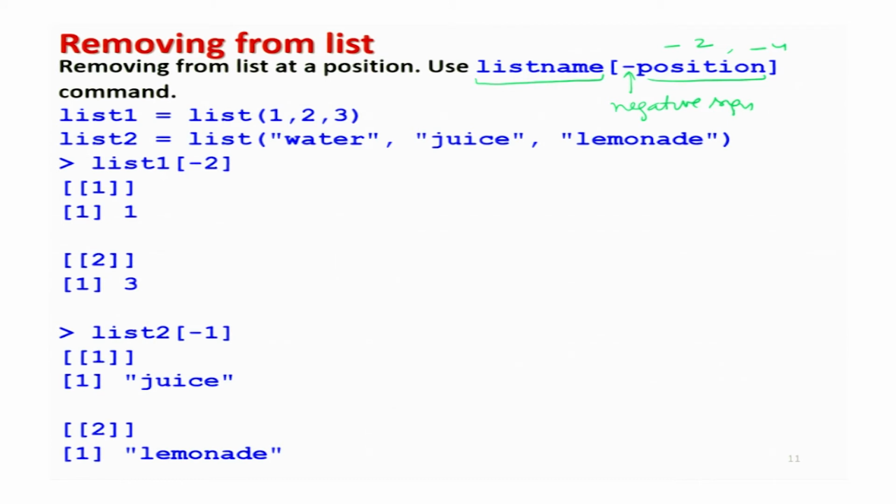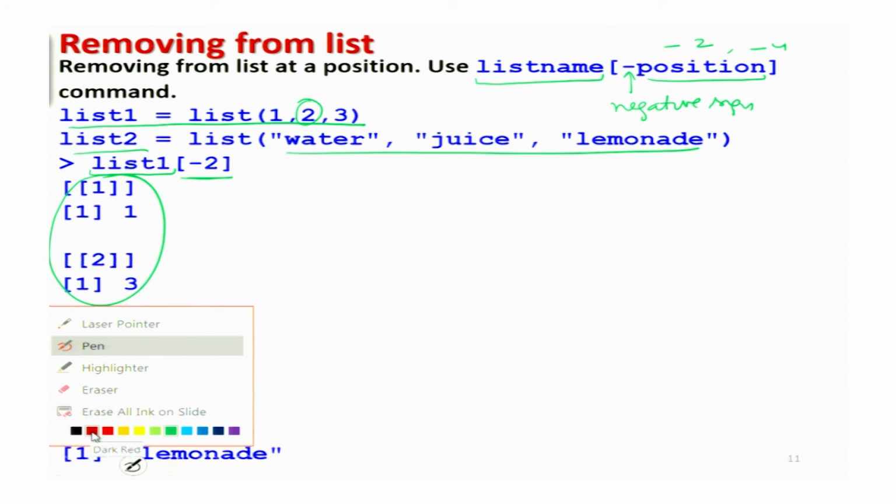So, let us consider the same example and try to remove some elements from those lists. List 1 consists of 1, 2, 3, and list 2 consists of water, juice and lemonade. Now, suppose I want to remove the second element from list 1. What is the second element in list 1? It is 2. So, you simply write the name of the list, list 1, and inside the square brackets write -2. You can see that this 2 is removed, and you have only two values, 1 and 3. And yes, you can save it in a new list also, and operate on it.